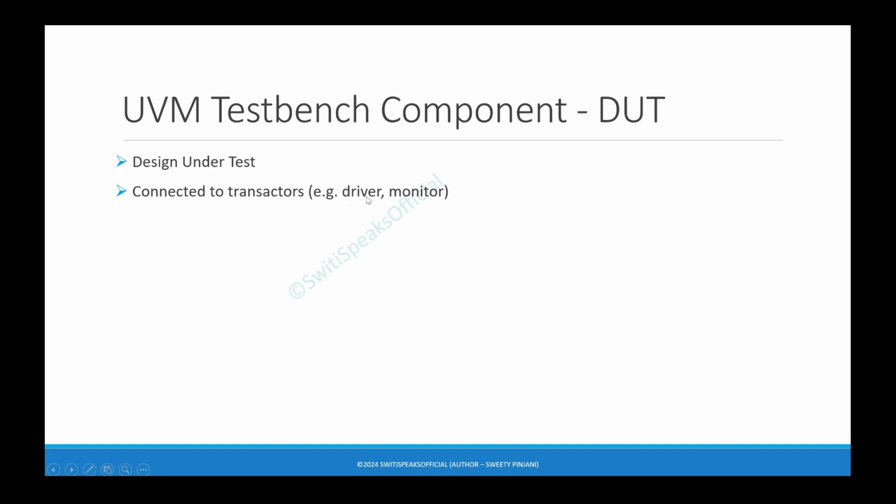What does driver do? It will take some sequences from the sequencer, and these sequences provide information at the transaction level. And then this driver converts it into the pin level before giving it to the DUT. So the driver is converting something from transaction level to the pin level or the signal level. That is why it is a transactor.